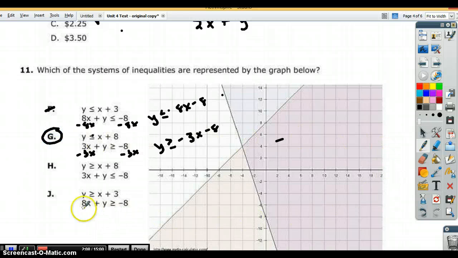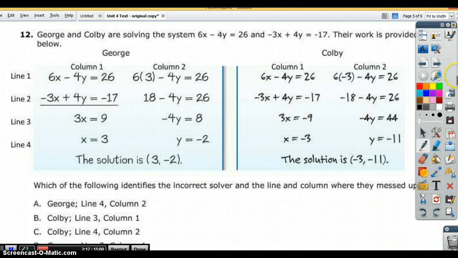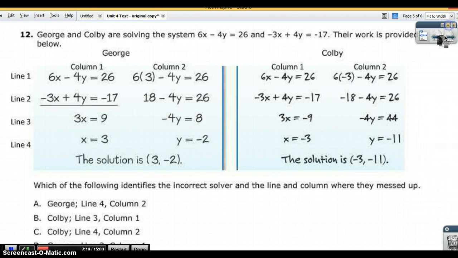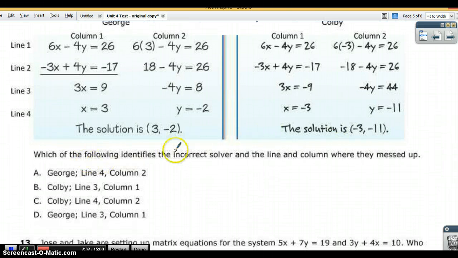I could go further, but that looks pretty good. I mean, it doesn't get to looking much better than that. Alright, so 12. So it says George and Colby are solving the system 6x minus 4y equals 26 and negative 3x plus 4y equals negative 17. Their work is provided below. Alright, and then it says which of the following identifies the incorrect solver and the line and column where they messed up. So let's look here.